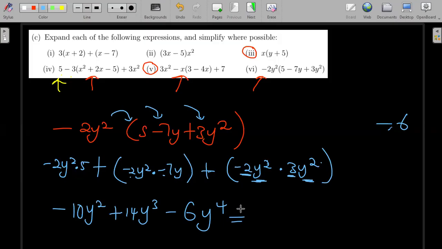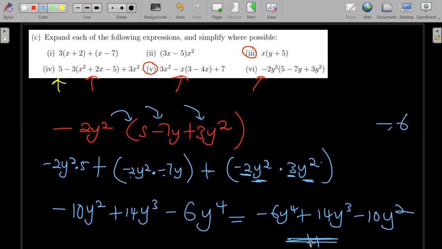So we can write it in descending powers. We can write the one with the highest power first. So it will be minus 6y to the power 4, and then plus 14y to the power 3, and then minus 10y squared. So this is the answer there. So we have tackled all the questions for expanding. I don't know if there are any questions there. You're free to ask. Any questions there?